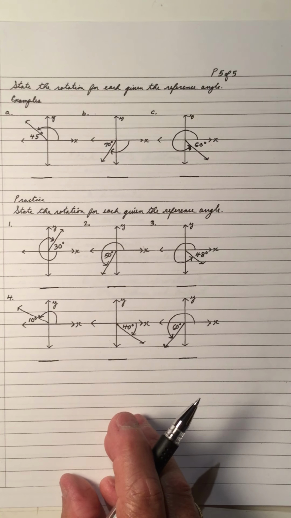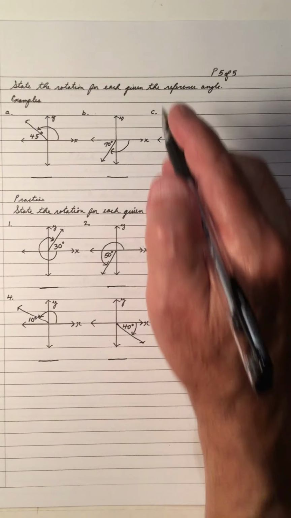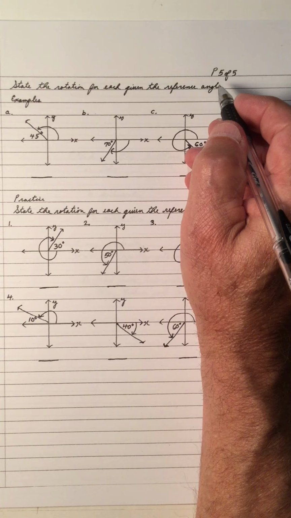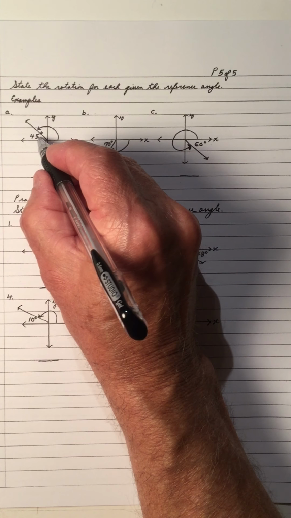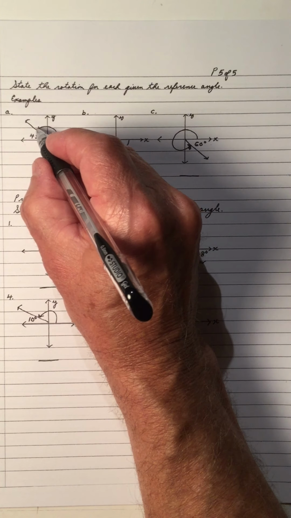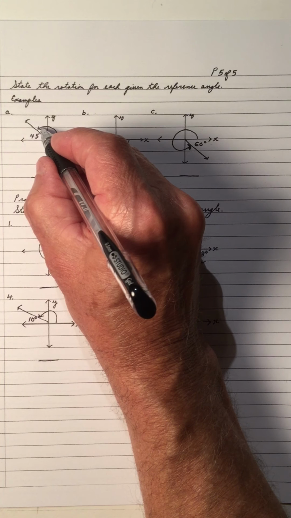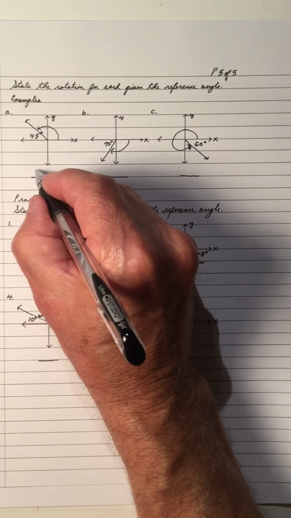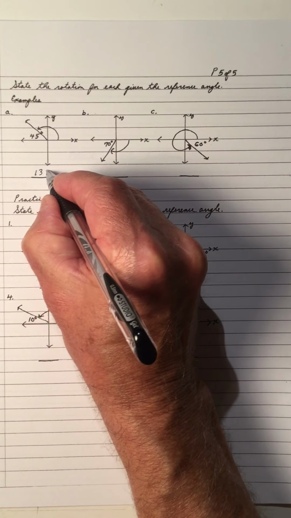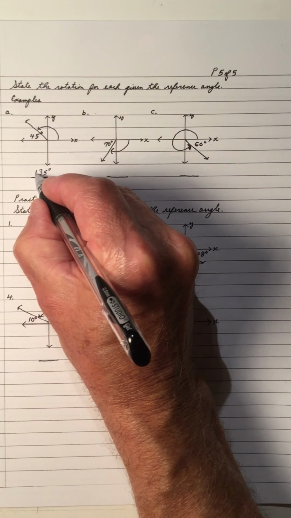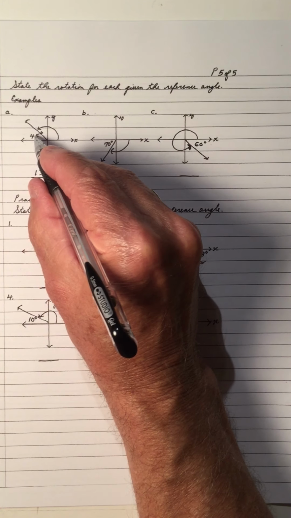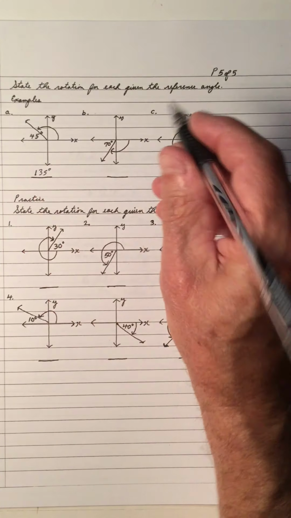Okay, just a few more. State the rotation for each if you're given the reference angle. So if I've got a reference angle of 45, then this rotation must be 180 take off 45. So the rotation is 135, because 135 and 45 makes 180.